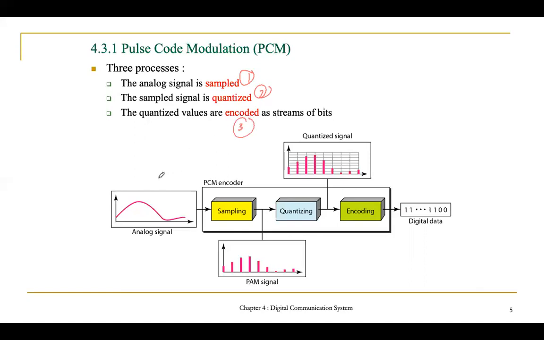Okay, so this is your input signal, the analog signal. The first step is the analog signal is sampled. When you sample, the output of the sampling is a pulse amplitude modulation signal. Okay, so you can see that the amplitude is changing with respect to the amplitude of the analog signal.